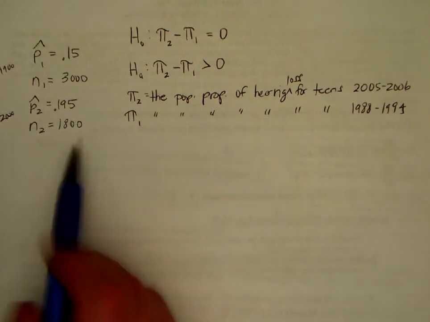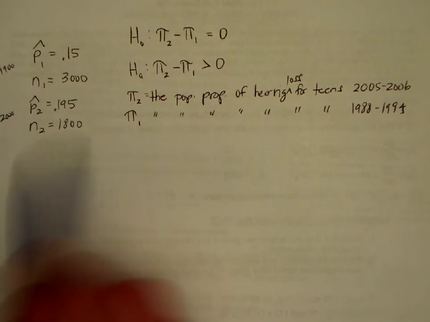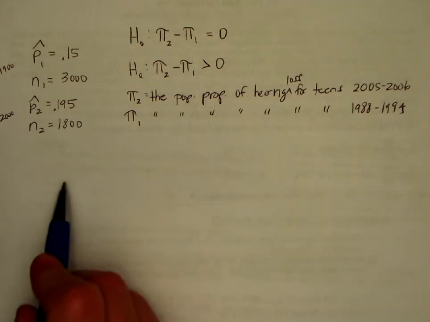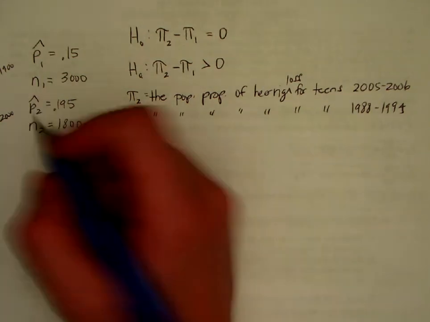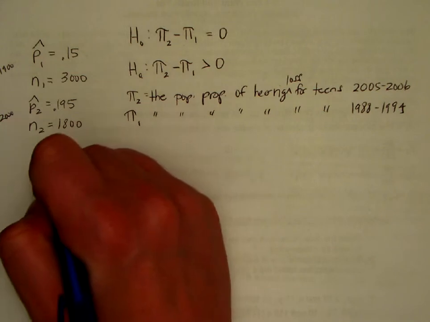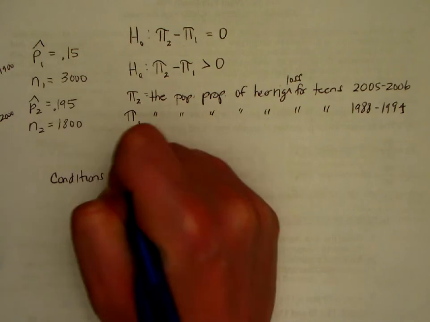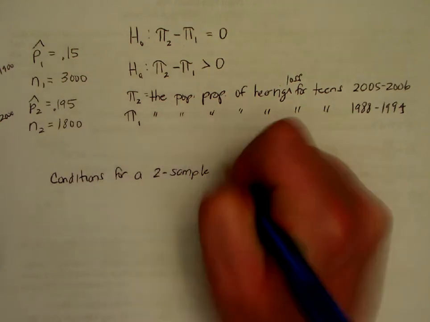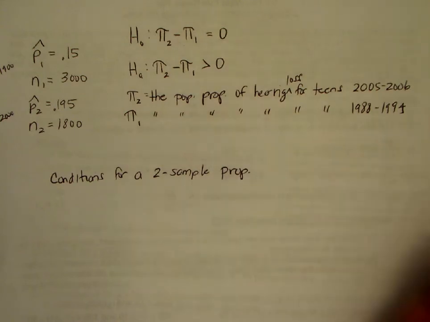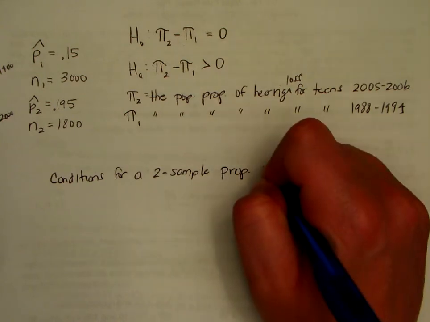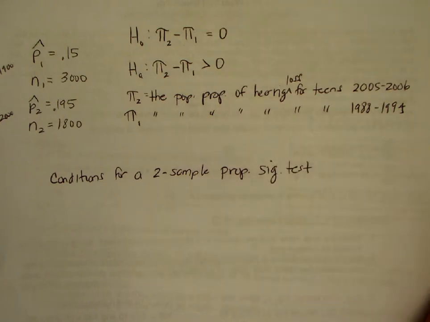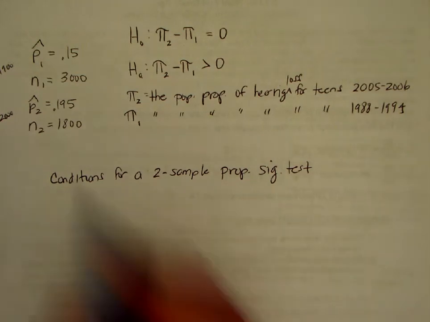Now, leave a little space in the variables, because lucky for us, there's something new appearing in the significance test. So I'm going to leave just a little space, and let's title this: conditions for a two-sample proportion sig test. And we don't have to worry about degrees of freedom because that's only for means.